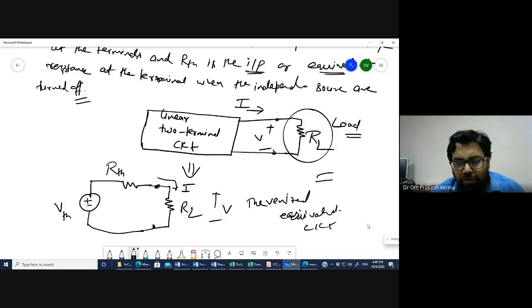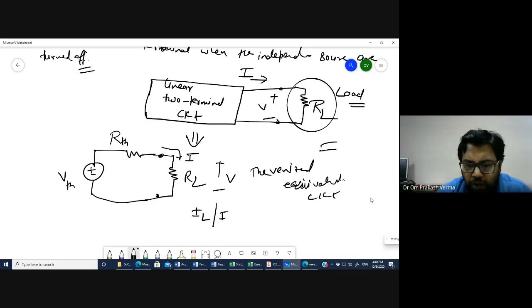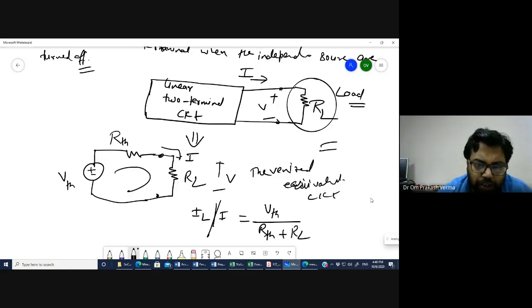Now how VTH and RTH are calculated is a separate issue, but we will see it with one example. So what is the I, the load current? You can calculate it with the help of VTH upon RTH plus RL. The total resistance is RTH plus RL and the total voltage is VTH. You can find out the current in this branch, and this I is either the load current or the main current. You can calculate it with VTH upon RTH plus RL.